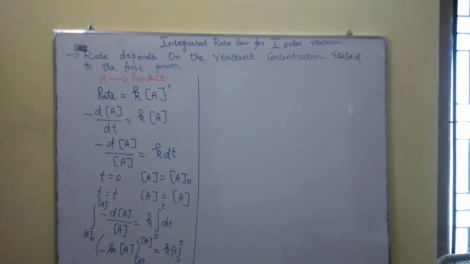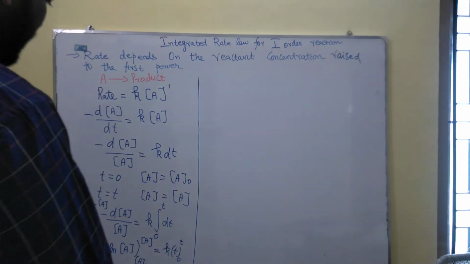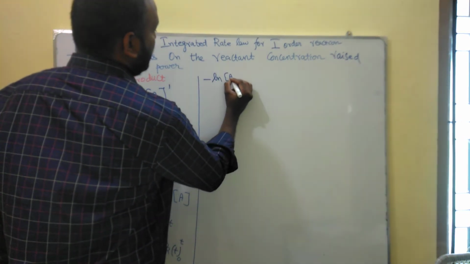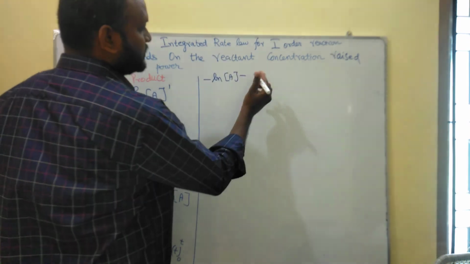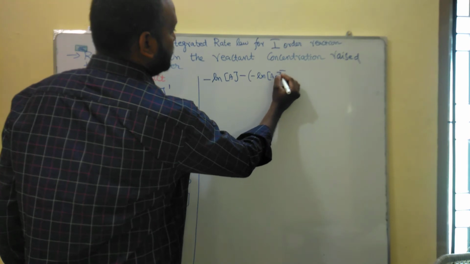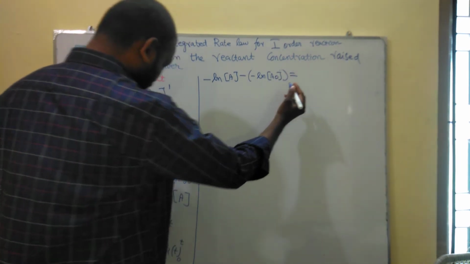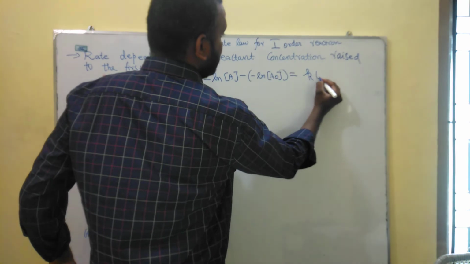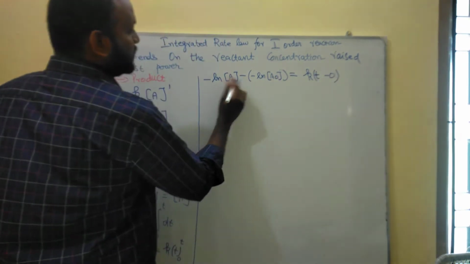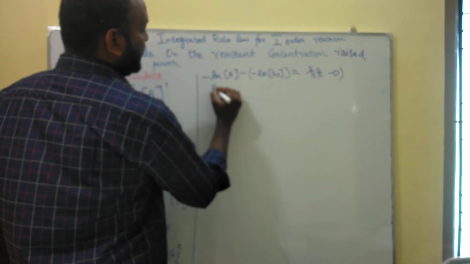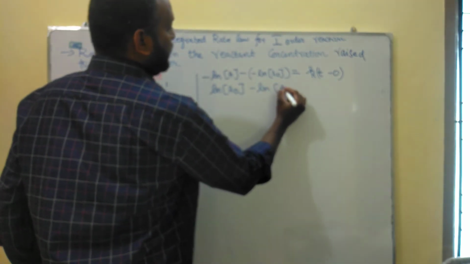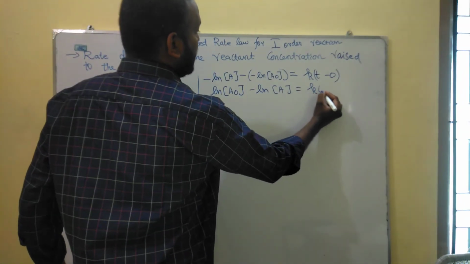In this next step, we just apply the upper limit and the lower limit. Upper limit ln A minus lower limit ln A0 is equal to kt minus 0. We have the kt. So here the minus is multiplied, and we will get ln A0 minus ln A is equal to kt.